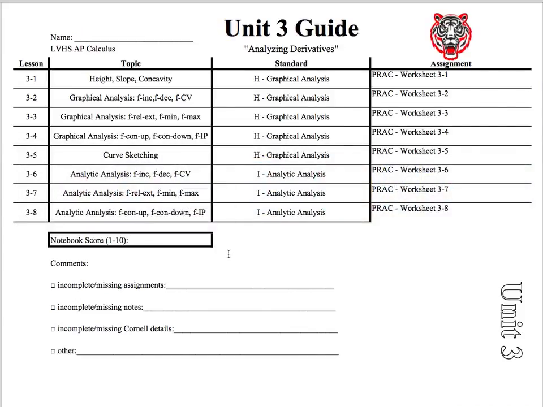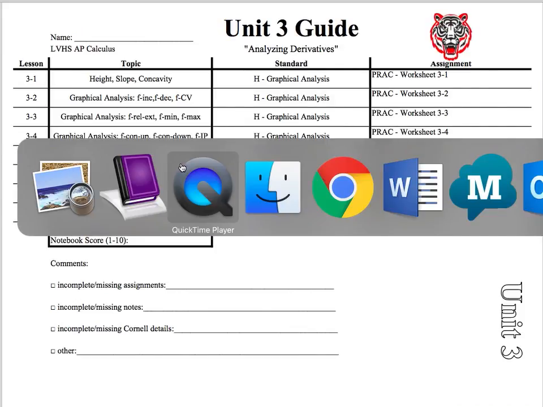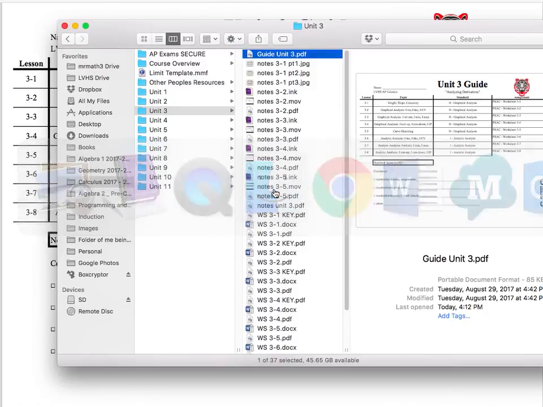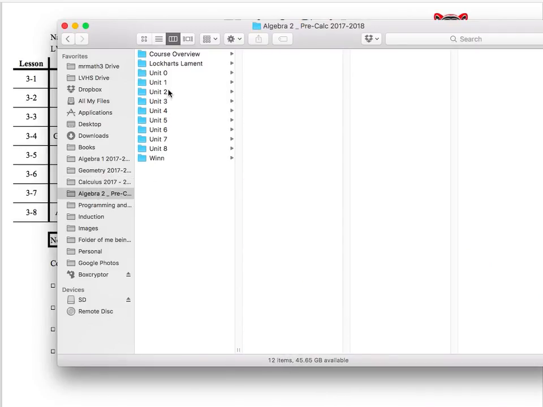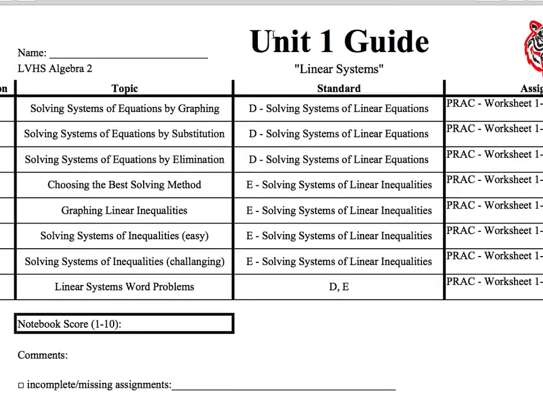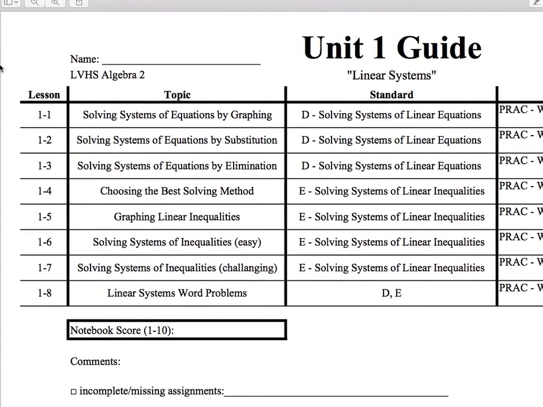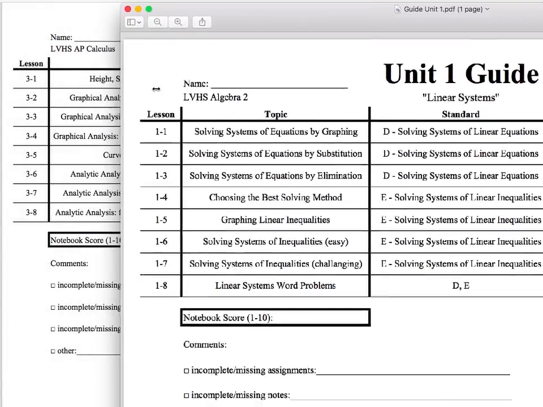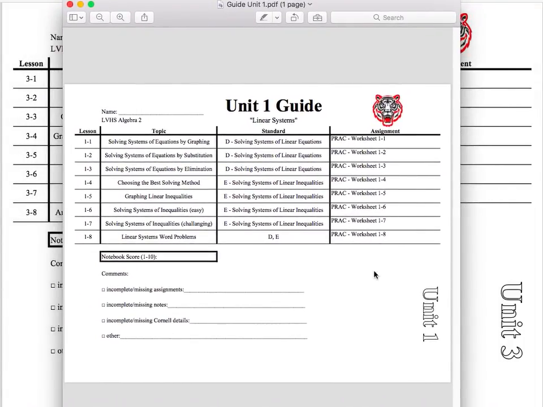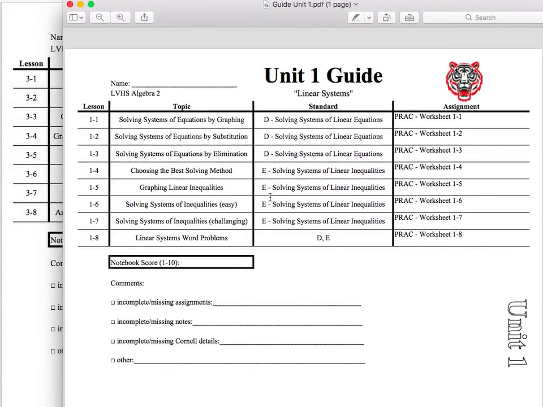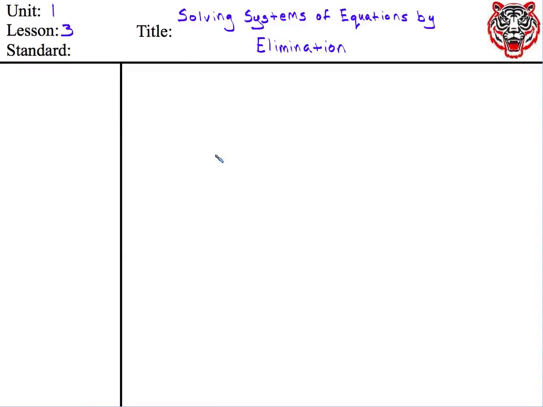Here's our unit guide. All right, we are on, that's the wrong unit guide, Mr. Sindel. All right, I do not know where my unit guide is. So Algebra 2, we're on Unit 1, Unit Guide. All right, so this is a little bit harder to see, so maybe I need to shrink him down. Come on now. That works. All right, so here's our unit guide. We are solving systems of equations by elimination. So we are on Standard D, solving systems of linear equations. All right, Standard D.